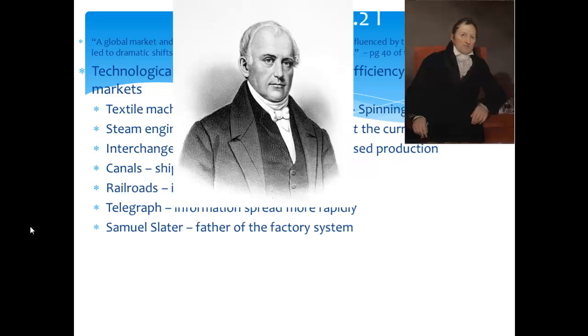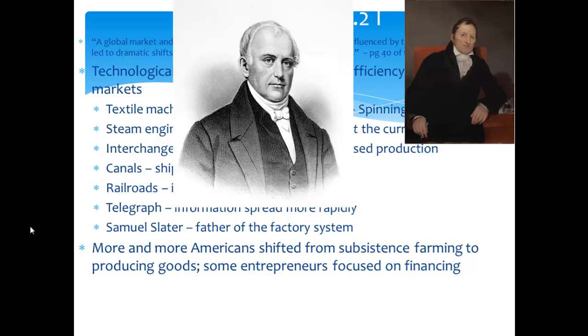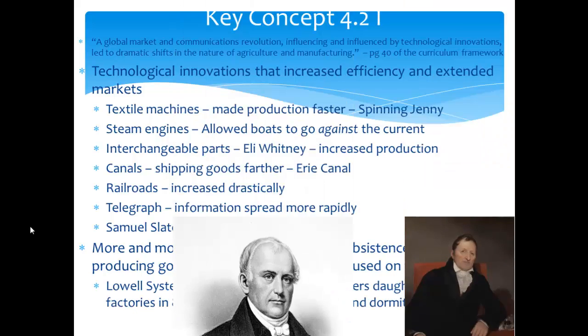And this guy, Samuel Slater, he actually came to America from Britain dressed in a disguise, and he had memorized blueprints for a factory. So he is known as the father of the American factory system. More and more Americans are shifting during this time period from subsistence farming, or farming to survive and grow enough food for yourself, to producing goods. And some entrepreneurs even focus on financing.